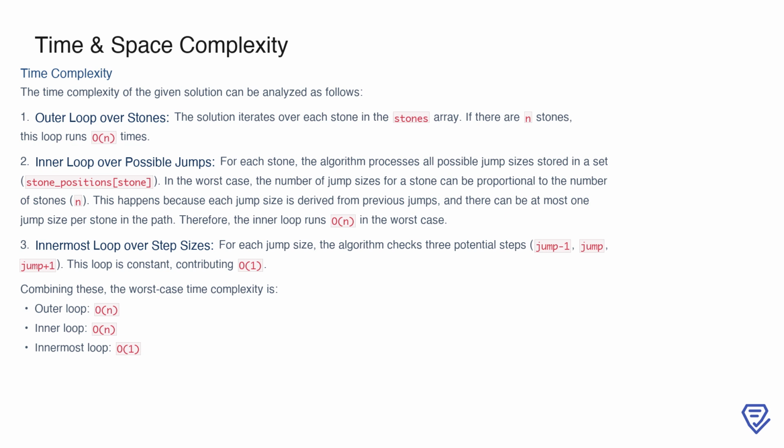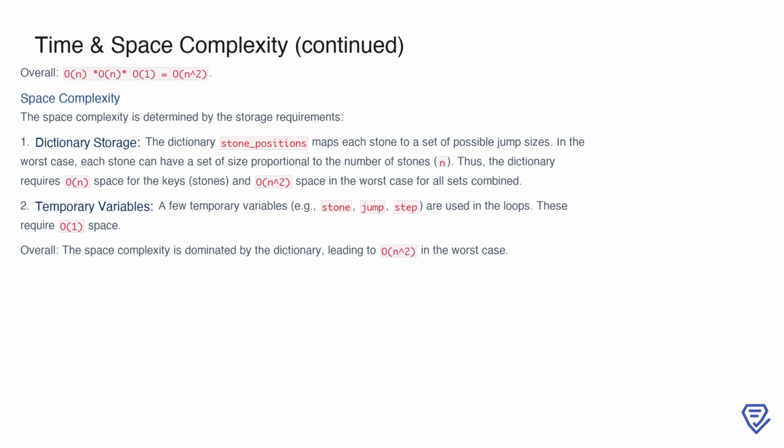Finally, for each jump size, the algorithm checks 3 potential steps: jump-1, jump, and jump+1. This innermost loop is constant and runs O(1) per jump size. Combining these factors, we get a worst-case time complexity of n for the outer loop, n for the inner loop, and 1 for the innermost loop, giving us a total time complexity of n * n * 1, or n squared.